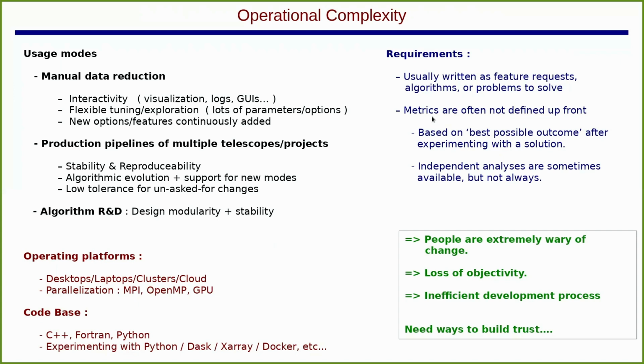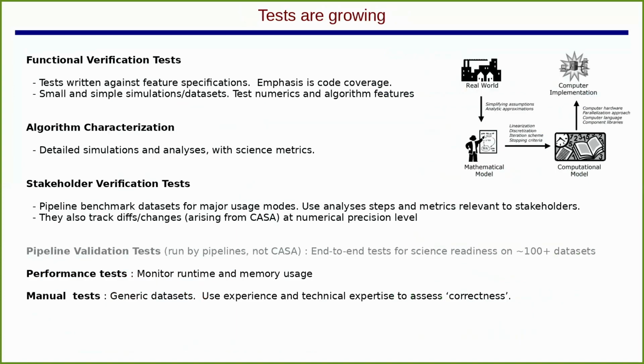There is a certain degree of loss of objectivity in evaluating when things are acceptable for operations or correct or not. And this all leads back to a very inefficient development process. And so we are actively working on various ways to build trust so that we can improve the situation and make it more productive. So one obvious way to build trust is tests. And so we're increasing the test suite.